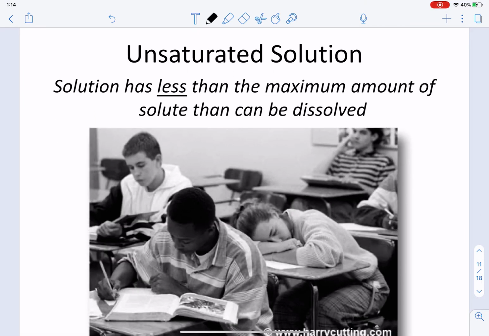An unsaturated solution has less than the maximum amount of solute that can be dissolved. So if we have 28 desks still, maybe this time we only have 20 students, which is our solute. So the solution can still contain more solute if we continue to put more into the solution, right? We still have room for 8 more students.